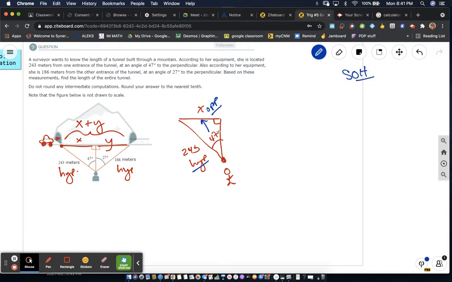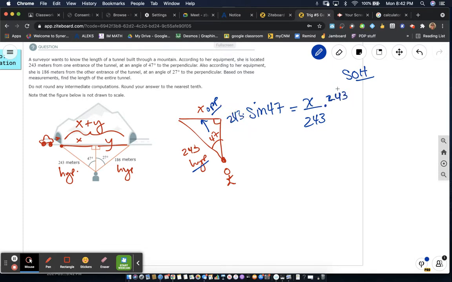So I'm going to write a statement. Sine of 47, because that's what I have, and these two things are stuck together. You may not separate that 47 from the word sine. It's not sin, by the way, it's sine. These two are stuck together because the sine means take the sine of 47, equals x over 243. And then to solve for x, you just multiply by 243 on both sides.